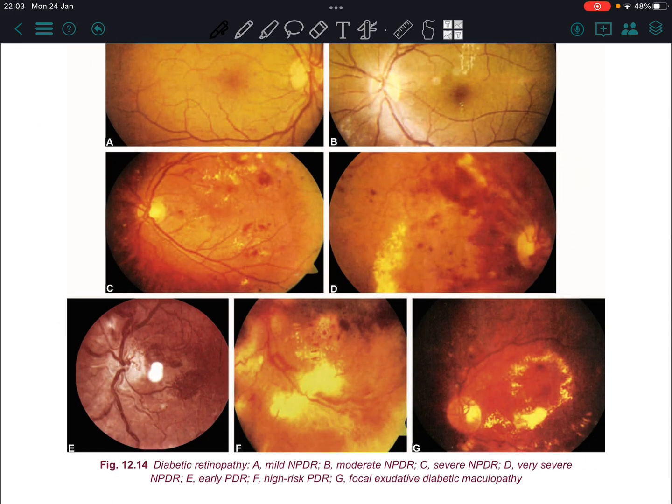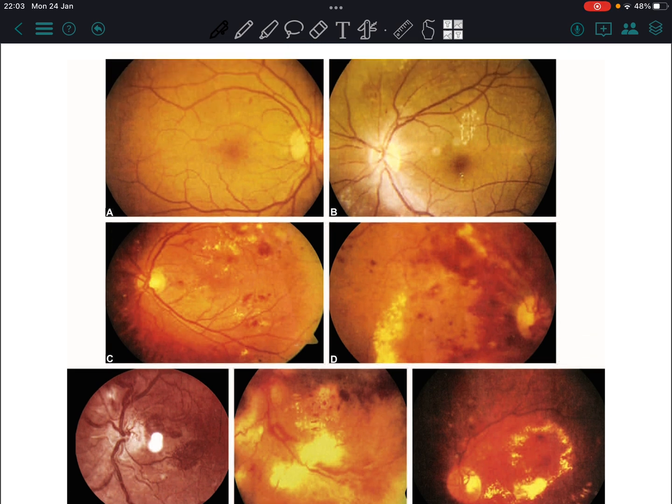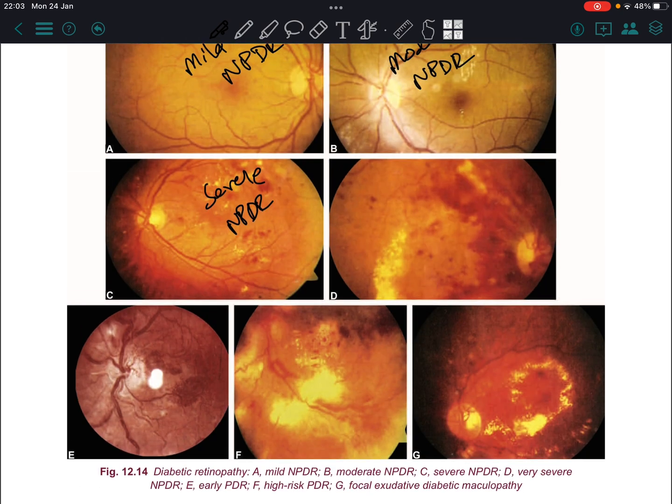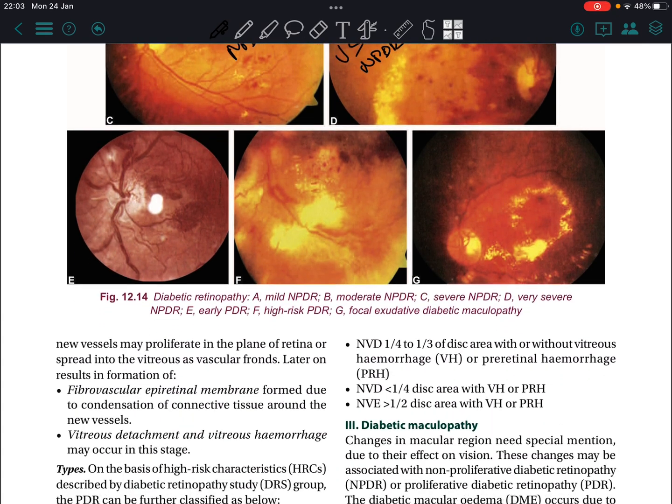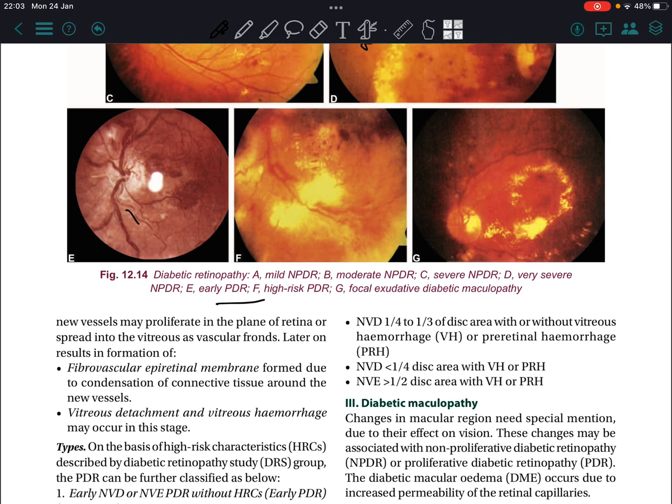Diabetic retinopathy: mild NPDR, moderate NPDR, severe NPDR. Mild non-proliferative diabetic retinopathy, moderate, severe, very severe. Early proliferative diabetic retinopathy, high risk PDR, focal exudative diabetic maculopathy.